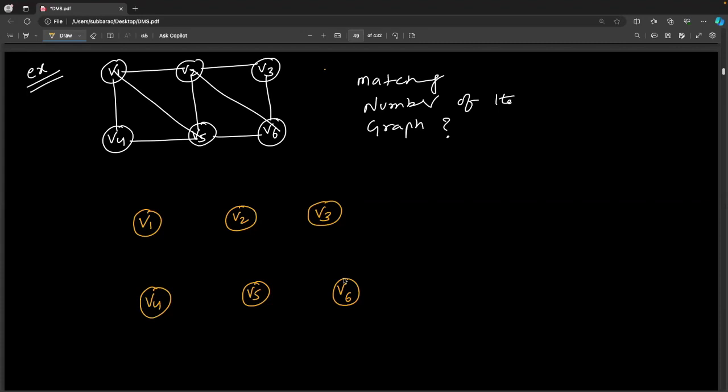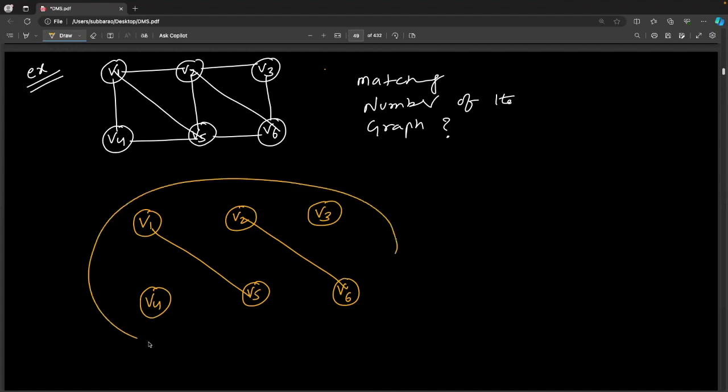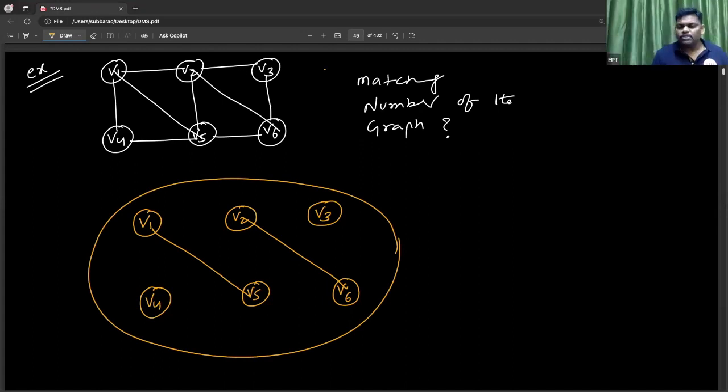I think now people can give this. See this one, an interesting answer. Is it matching? I want to keep more edges. Is it matching? Not only matching, is it maximal matching? You cannot add one more, check. So it is a maximal matching.